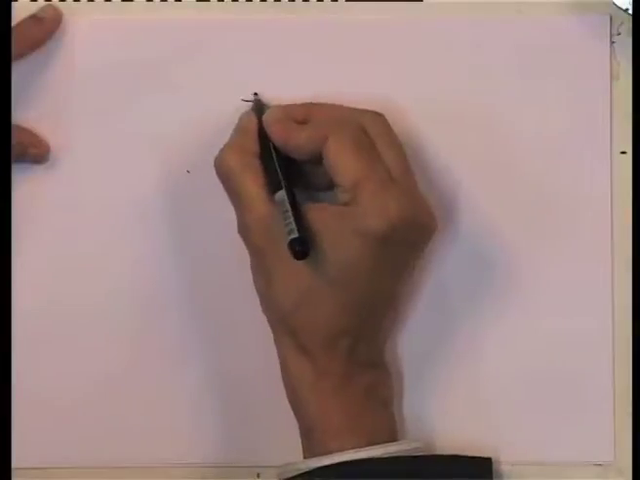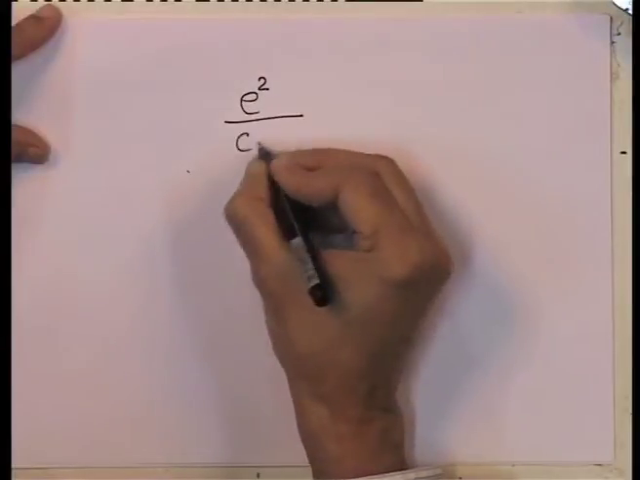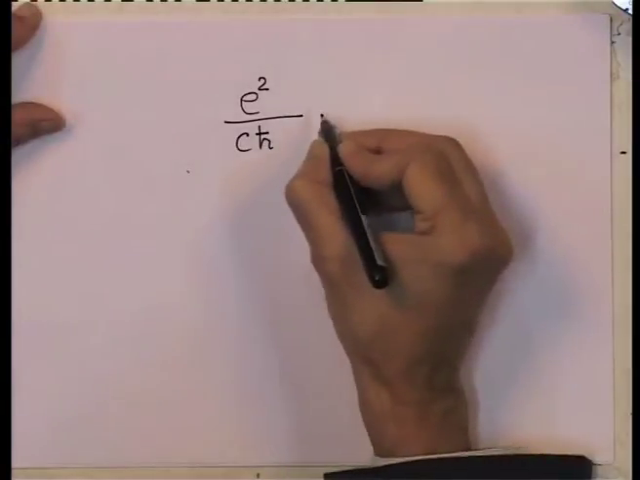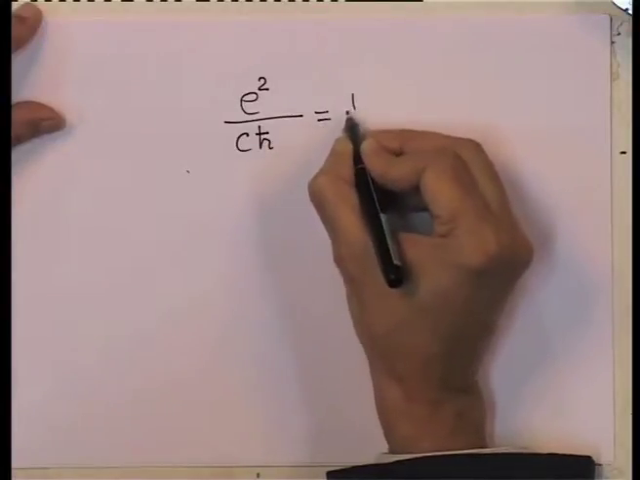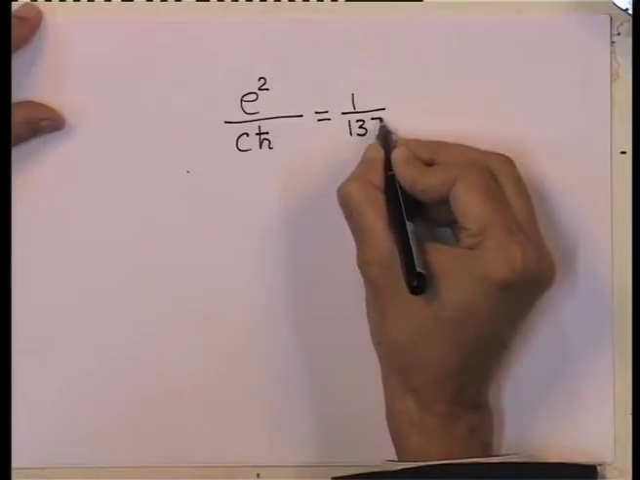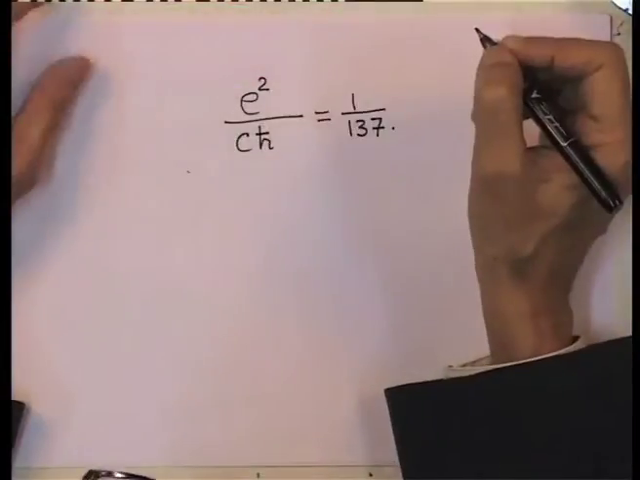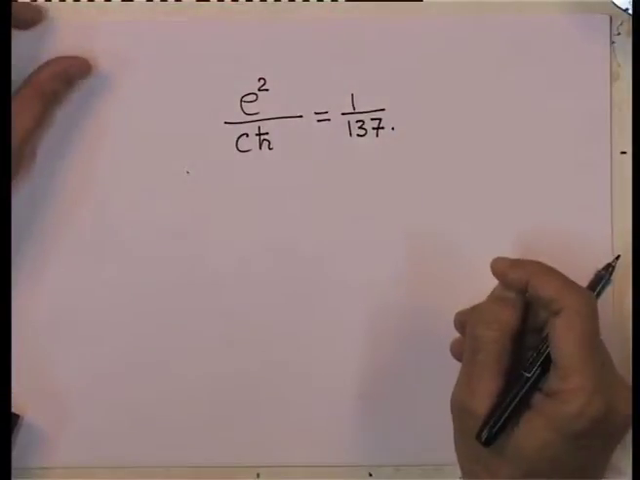1 over 137 is the magnitude of the fine structure constant, e square over c h cross, h cross being the Planck's constant. So, the electromagnetic force has a relative strength of e square over c h cross. c is the speed of light, h cross is Planck's constant, and this number to a great deal of accuracy is 1 over 137. e is the electronic charge. So, it is of the order 10 to the minus 2.